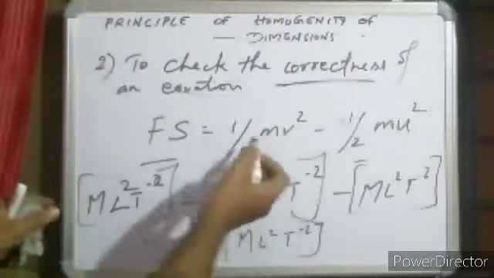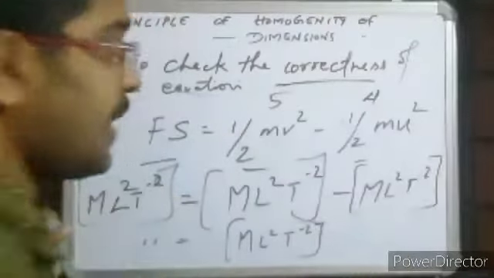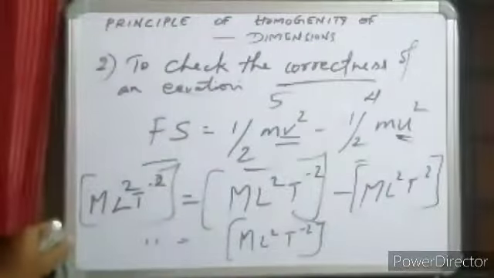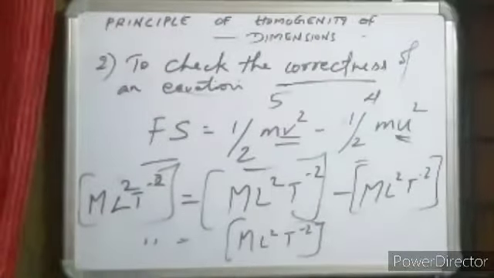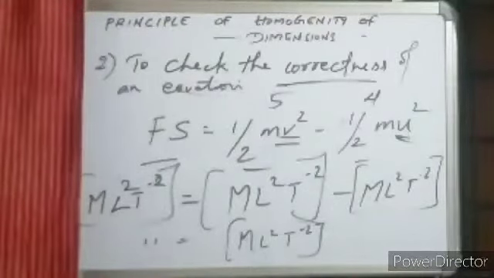Again, why I said don't write 0, because magnitude can be, okay, 5 and 4. That means again you will get 1. Again, if v is equal to u, in that case you can take it as equal to 0. So don't write it as 0. So that is one application where you can check the correctness of the equation.